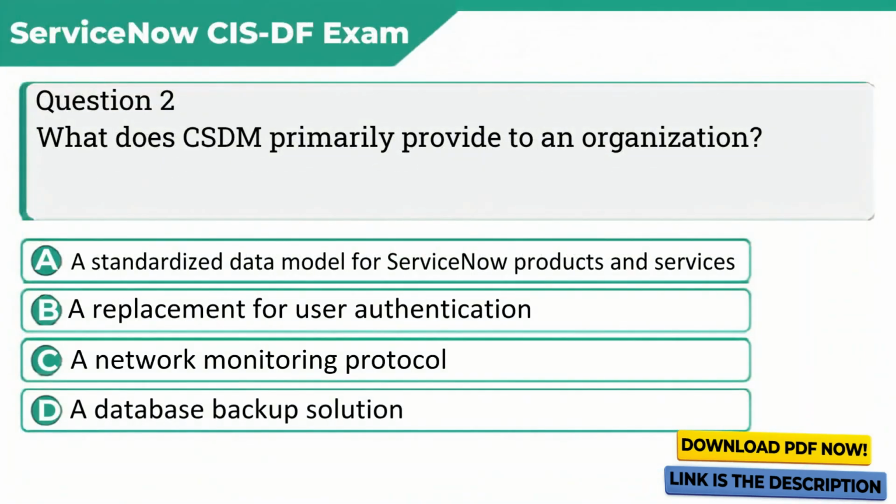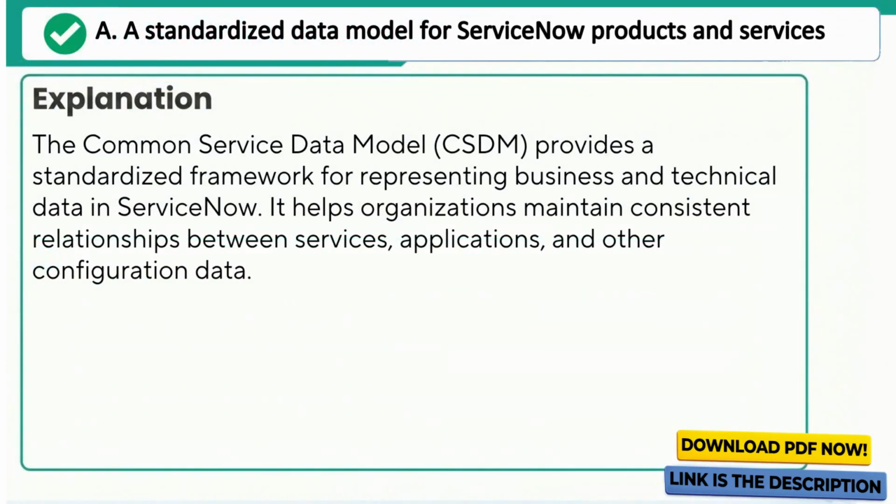Question 2. What does CSDM primarily provide to an organization? A. A standardized data model for ServiceNow products and services. B. A replacement for user authentication. C. A network monitoring protocol. D. A database backup solution. Correct answer A. A standardized data model for ServiceNow products and services.